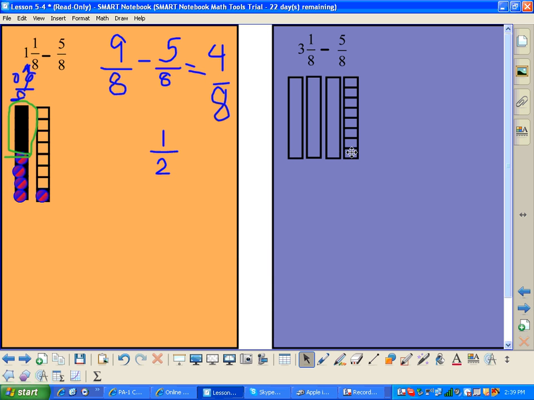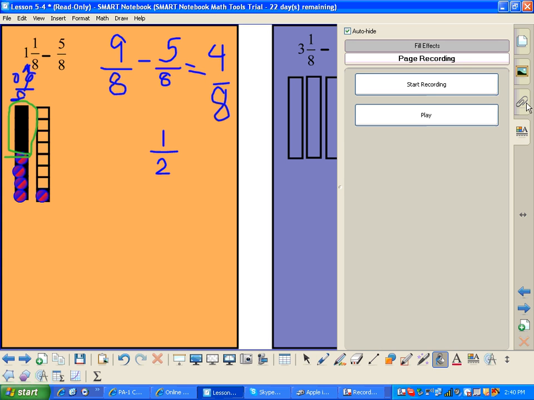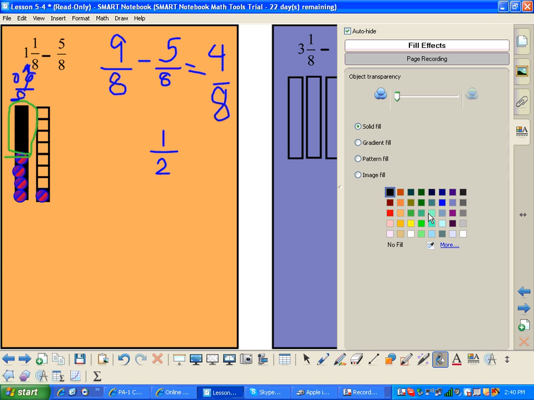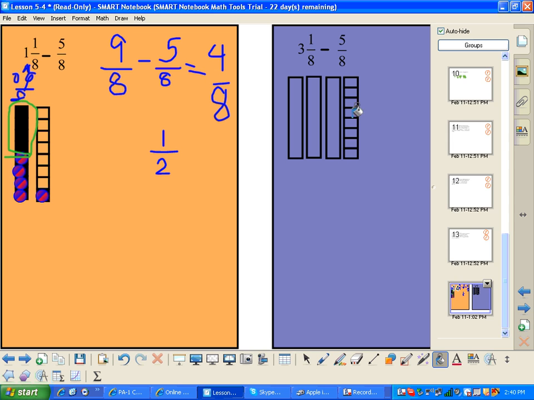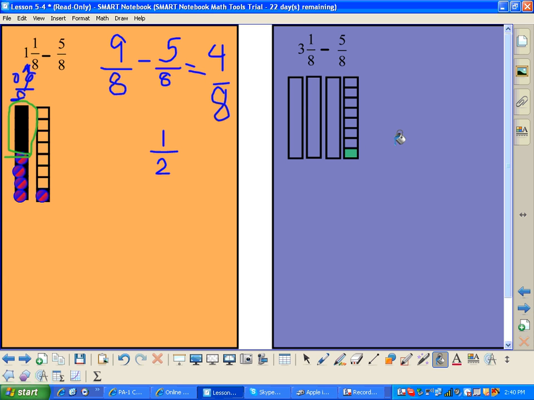Do I have all eighths? No. So I'm going to fill some in. I'm going to use a lighter color this time because I feel like the black you don't really get to see too well. So here's the green. So here we have 3 and 1/8. So that's what we do have. From that 3 and 1/8, we need to subtract 5/8.